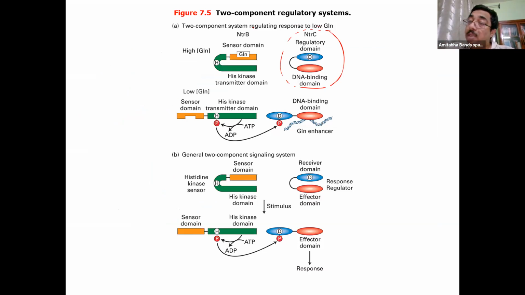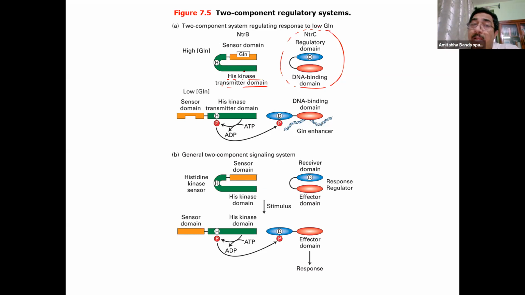In eukaryotes, the phosphorylations are mostly on serine, threonine, or tyrosine. In bacteria, there are lots of examples of histidine kinases, which get phosphorylated on the histidine residue. So this NTRB, or even in the generic case, will have two domains. One domain is the histidine kinase transmitter domain. You will understand why it is a transmitter. Another domain is the sensor domain. The sensor senses the chemical composition.